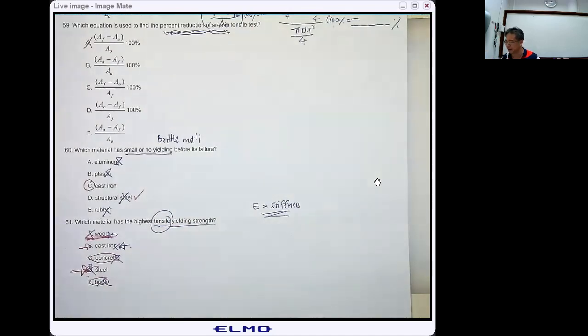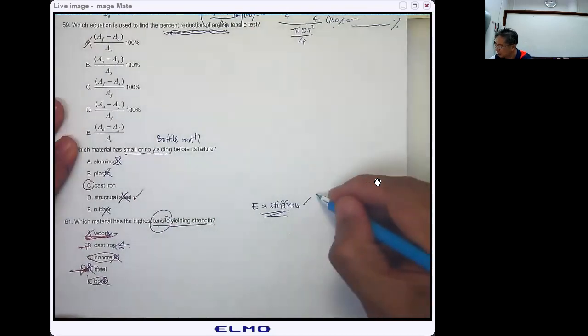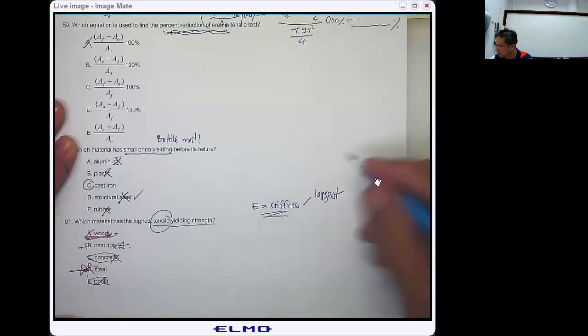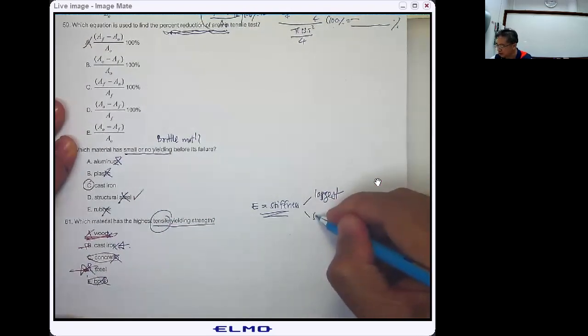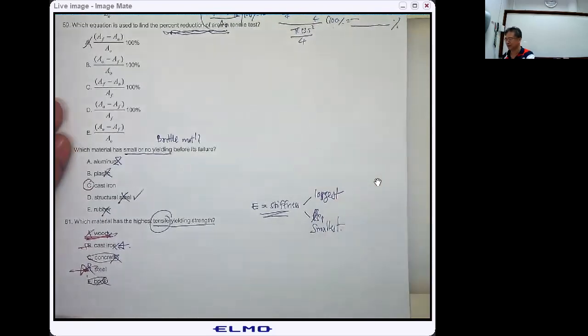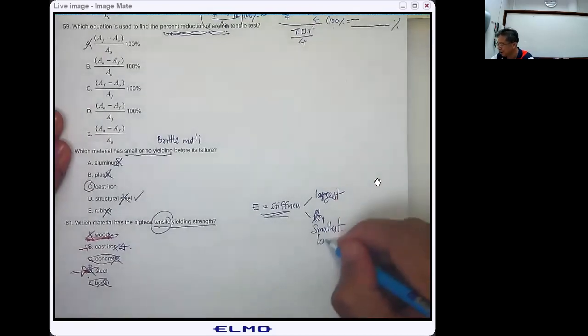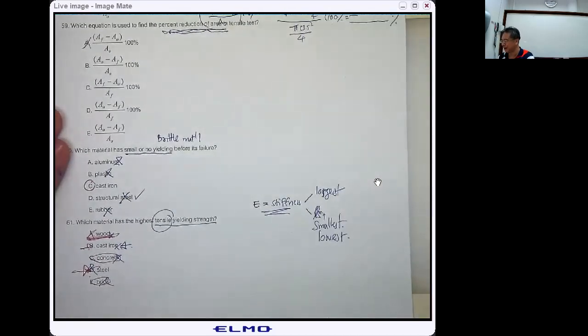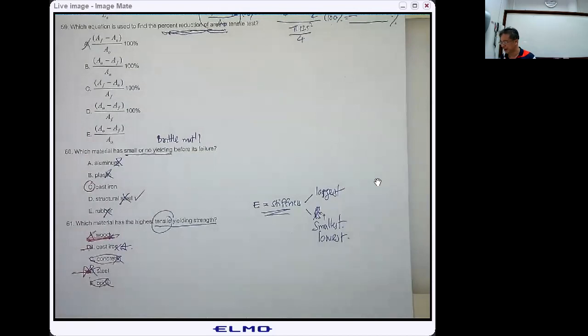Okay, I may ask you something like this, not just the highest strength. I may ask you the largest stiffness, or the smallest stiffness, or the lowest stiffness. Okay, so you may answer about this. And then a little bit further, just move to the next problem, 62.